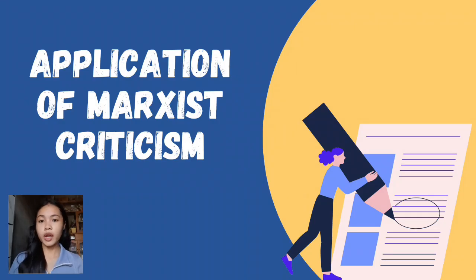Hello everyone, we are now down to our last discussion, which is the application of Marxist criticism on a literary piece. We will be using Guy de Maupassant's short story The Necklace through the lens of Marxist criticism. I think everyone is familiar with this literary piece, and some of you had already read it in our previous subject. But allow me to show you the summary of the piece for you to recall this story.